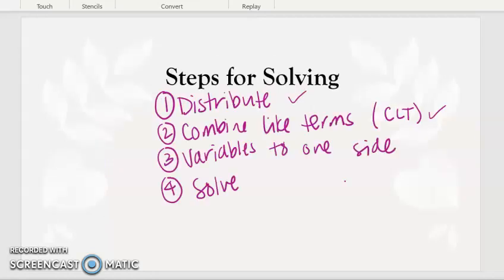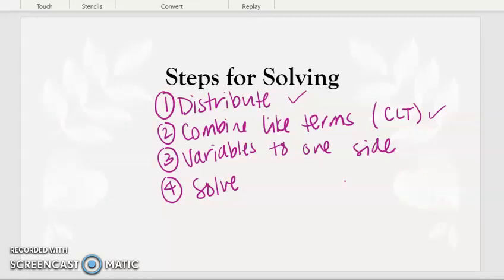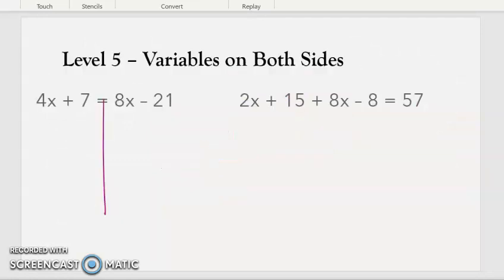The second thing is to combine like terms, CLT. If I look here, there's nothing I can combine over here, and there's nothing I can combine over here. So there's no combining like terms for me. So then step 3 is we do variables to one side, meaning I either get my letters to the left side or I get my letters to the right side. What that looks like is I either have to bring this 4x over here or I have to bring this 8x over here. And it does not matter. There's not one that's more correct than the other. Okay? So I'm going to go ahead and bring my 4x over here.